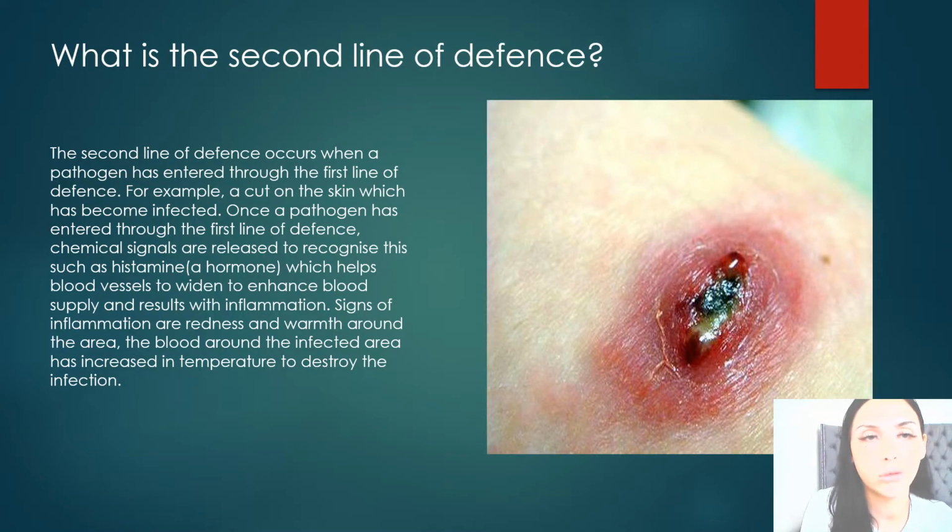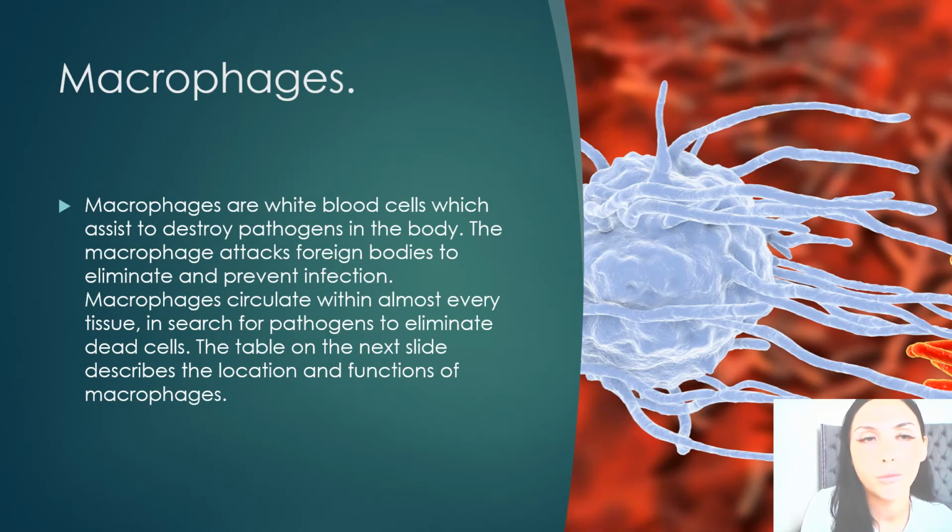What is the second line of defence? So the second line of defence occurs when a pathogen has entered through the first line of defence. For example, a cut on the skin which has become infected. Once a pathogen has entered, chemical signals are released to recognise this, such as histamine, which is a hormone which helps blood vessels to widen to enhance blood supply and results in inflammation. Signs of inflammation are redness and warmth around the area. The blood around the infected area has increased in temperature to destroy the infection.